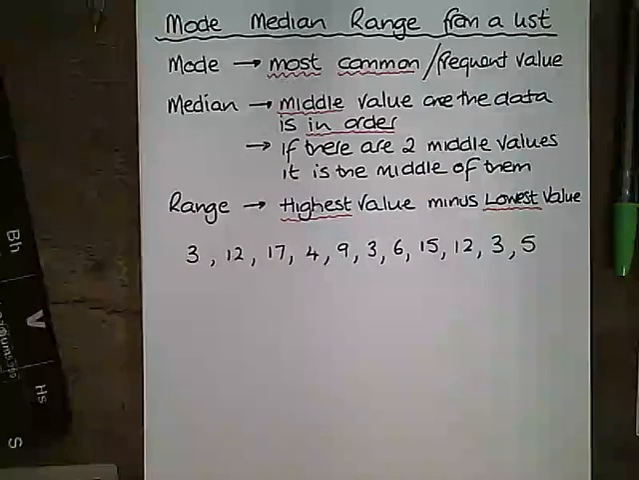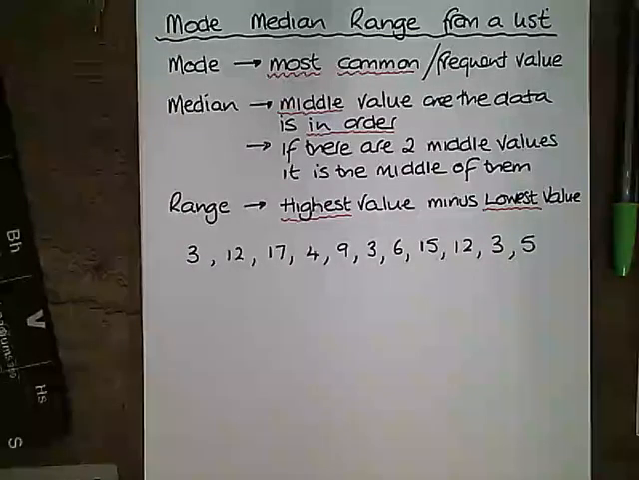The median is a little bit more tricky to find. First of all, you have to put the data in numerical order, so starting with the smallest and going up to the biggest. And then you have to find the middle value, and I will show you how to do that shortly. If there are two middle values, so if you have an even number of data items, then it is the middle of those values. And if they're the same, then it is just the value that is the same. And the range is probably the easiest to find. That is the highest value, take away the lowest value. And that would give you the range of the data set.